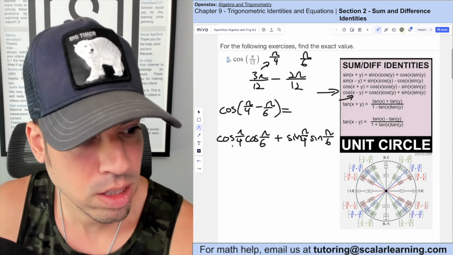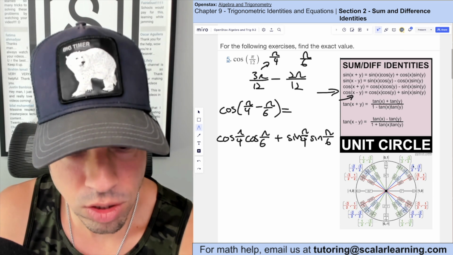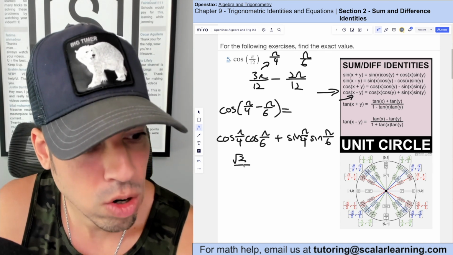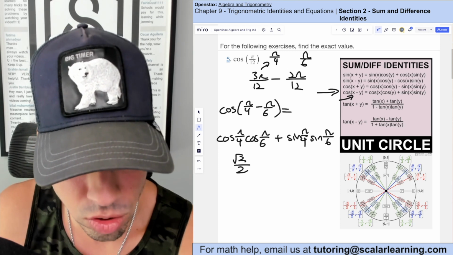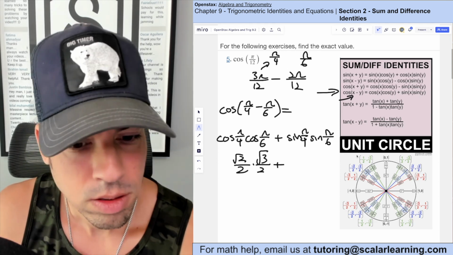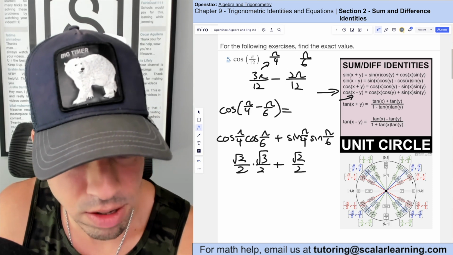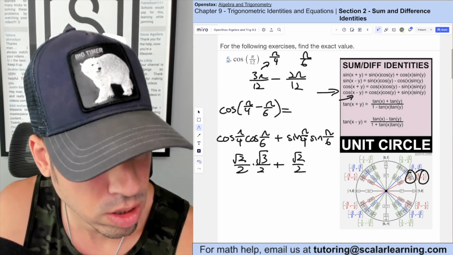So now let's evaluate this. Cosine of pi 4ths on the unit circle is the x value, so that's rad 2 over 2. Cosine of pi 6 on the unit circle is rad 3 over 2. Sine of pi fourths is that y value, rad 2 over 2, and then sine of pi 6 is that y value there, which is 1/2.